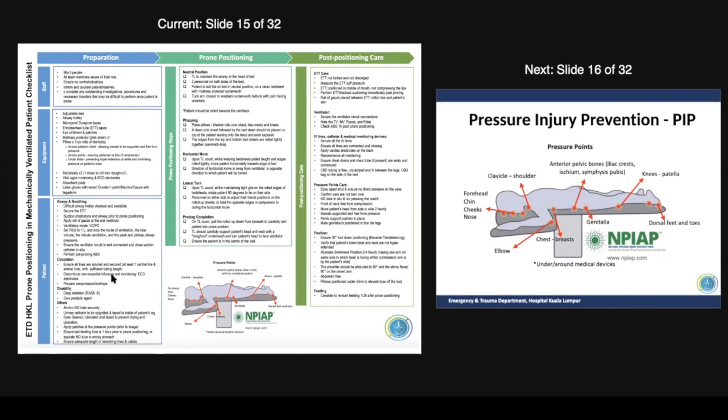Saya terlupa. ABG, please do not forget. One hour before, or a few minutes before you prone the patient, please take the ABG. Sebab kita nak satu parameter untuk tengok successful proning is based on the ABG jugalah.